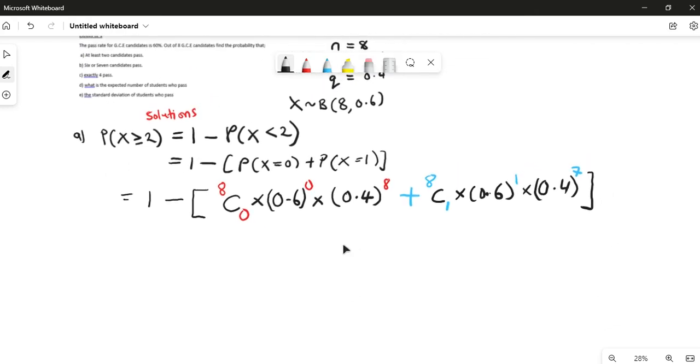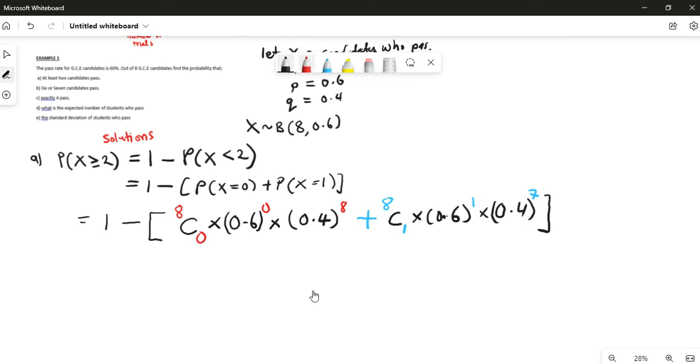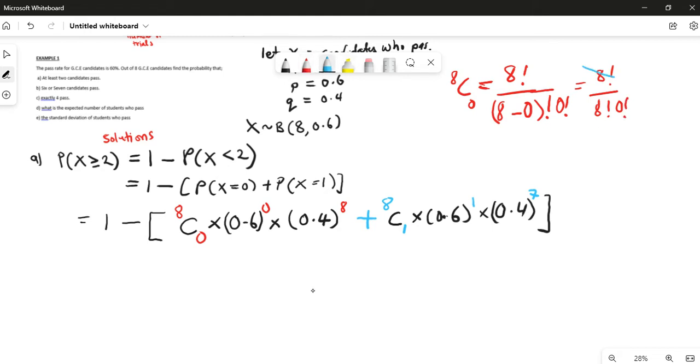All right, so let's solve for the probability of zero students passing. We'll start with our combination here. Let's say we have 8C0. This gives us 8 factorial divided by 8 minus 0 factorial, multiplied by 0 factorial. So 8 minus 0 factorial, you get 8 factorial, and 0 factorial here. So these factorials cancel each other. We have 1 here, so 1 divided by 0 factorial. 0 factorial is equal to 1, so 1 over 1, which equals 1.